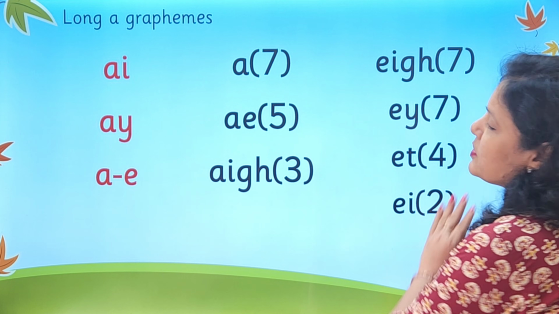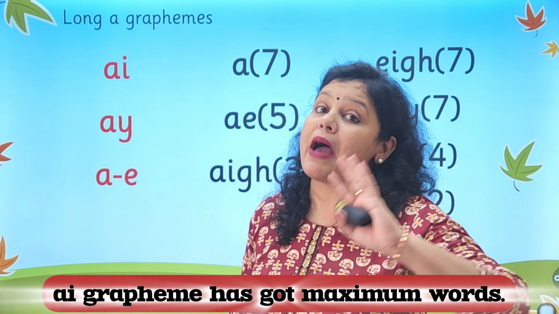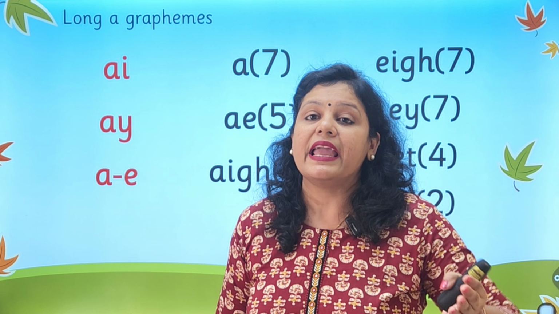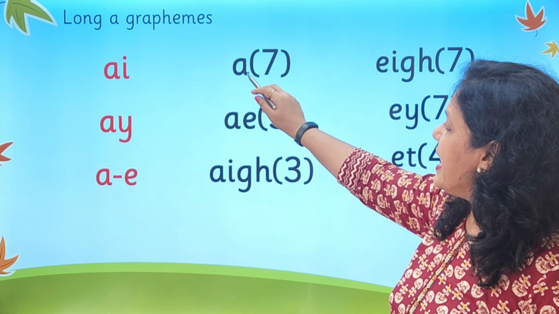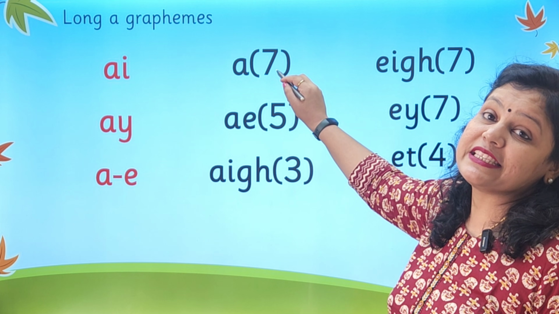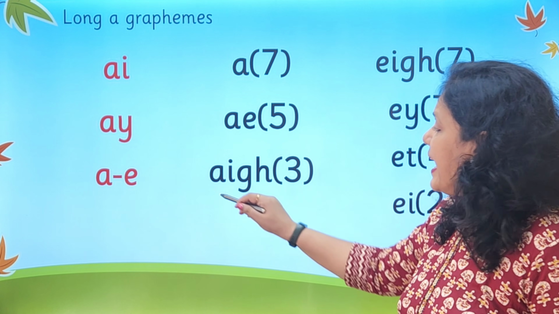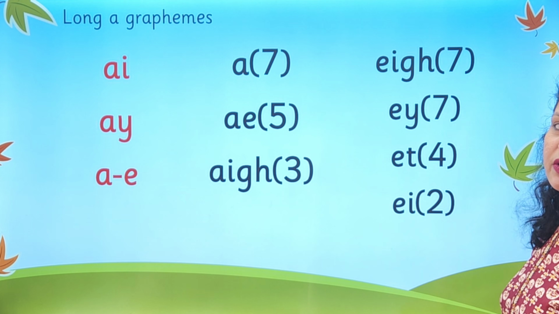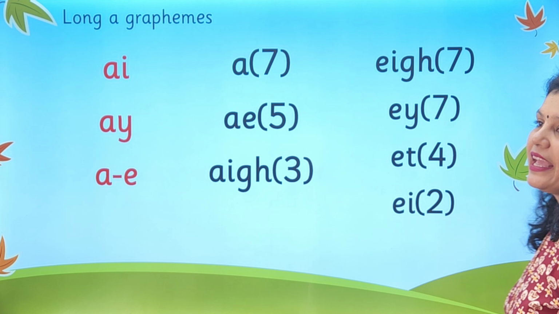Whenever we have graphemes like this, you will find that the AI grapheme has got the maximum words of the A sound. Similarly, AY and A-E will have maximum words of the A sound. But if we talk about these graphemes, the letter A giving you the A sound has only 7 words. AE giving you the A sound has got 5 words. AIGH has got only 3 words. EIGH has got 7 words, EY has got 7 words, ET has got 4 words, and EI has got 2 words.